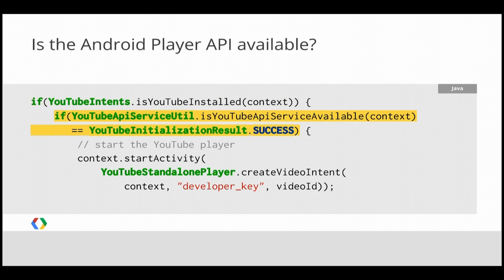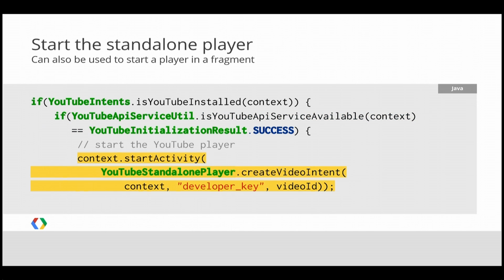Now, the next thing we'll want to check is, can I play the YouTube video inside my activity? That's what this line of code here does, using the YouTube API service util. It looks like a long line of code, but it's really something you can just copy and paste. And if you can play the video inside your activity, we start an intent that says, just start something in standalone player. Now, standalone player is only one of many different options. You'll want to take a look at all of these options, available in the samples app for the YouTube Player API.